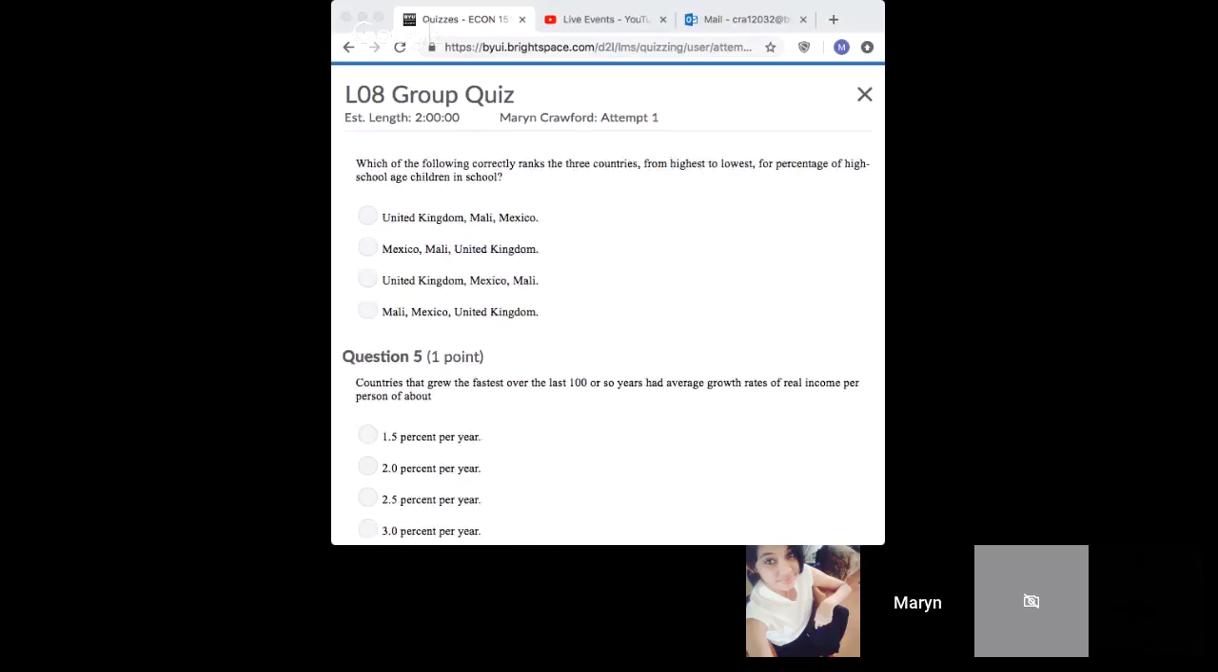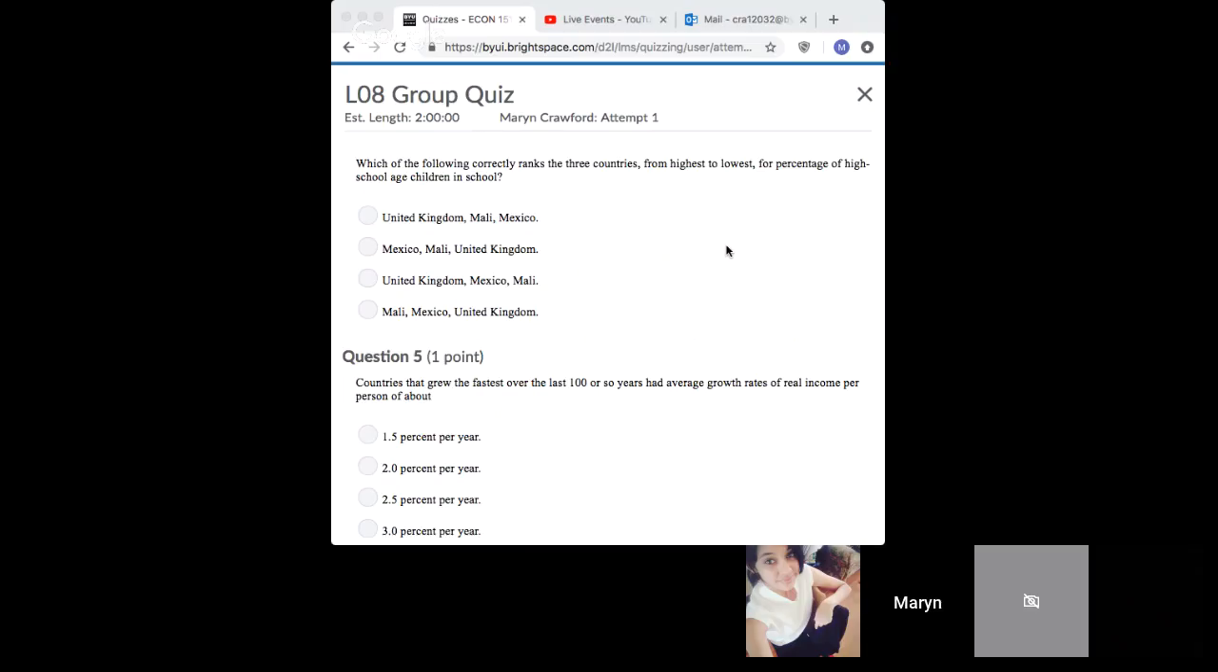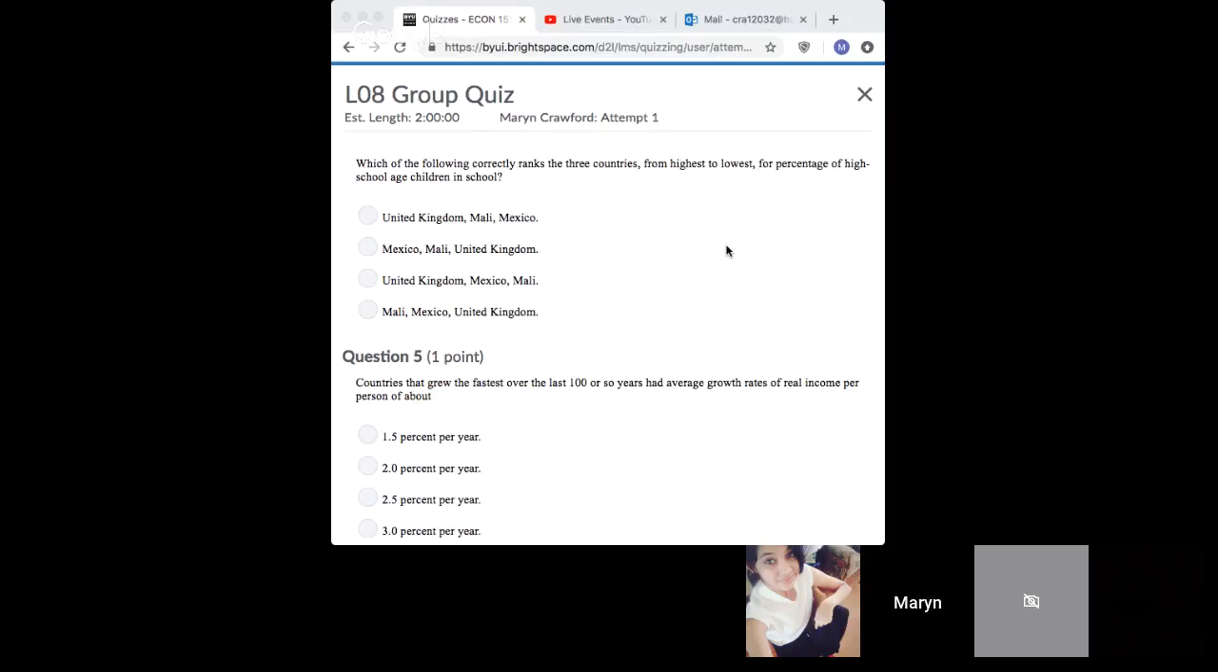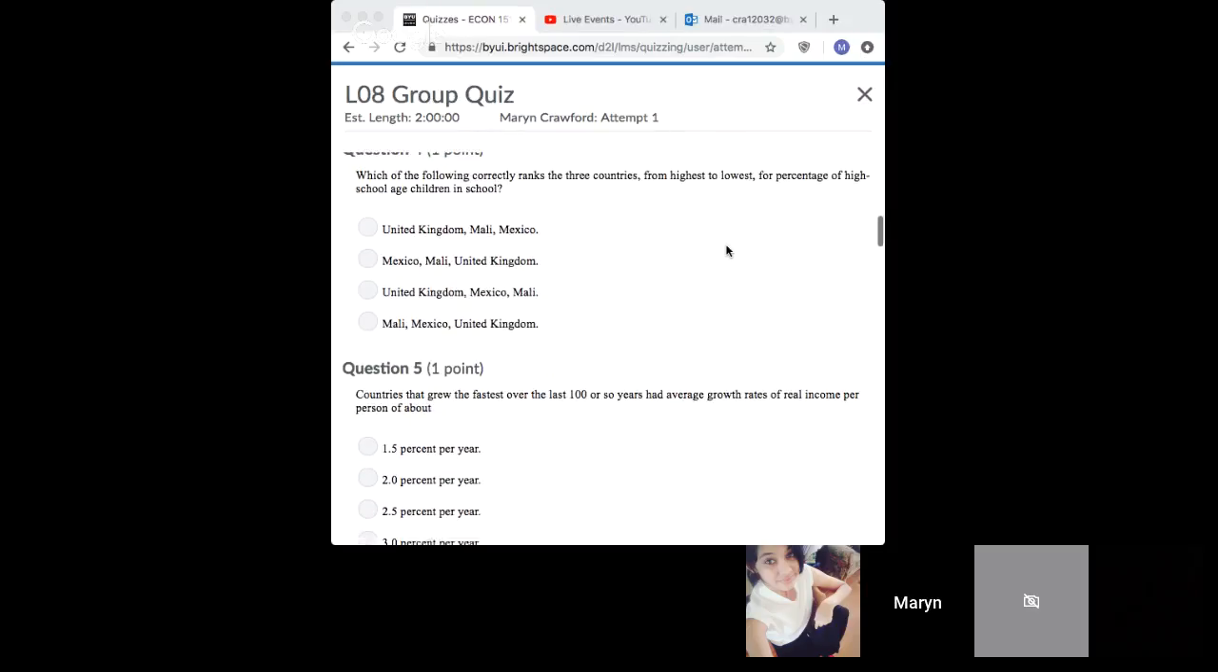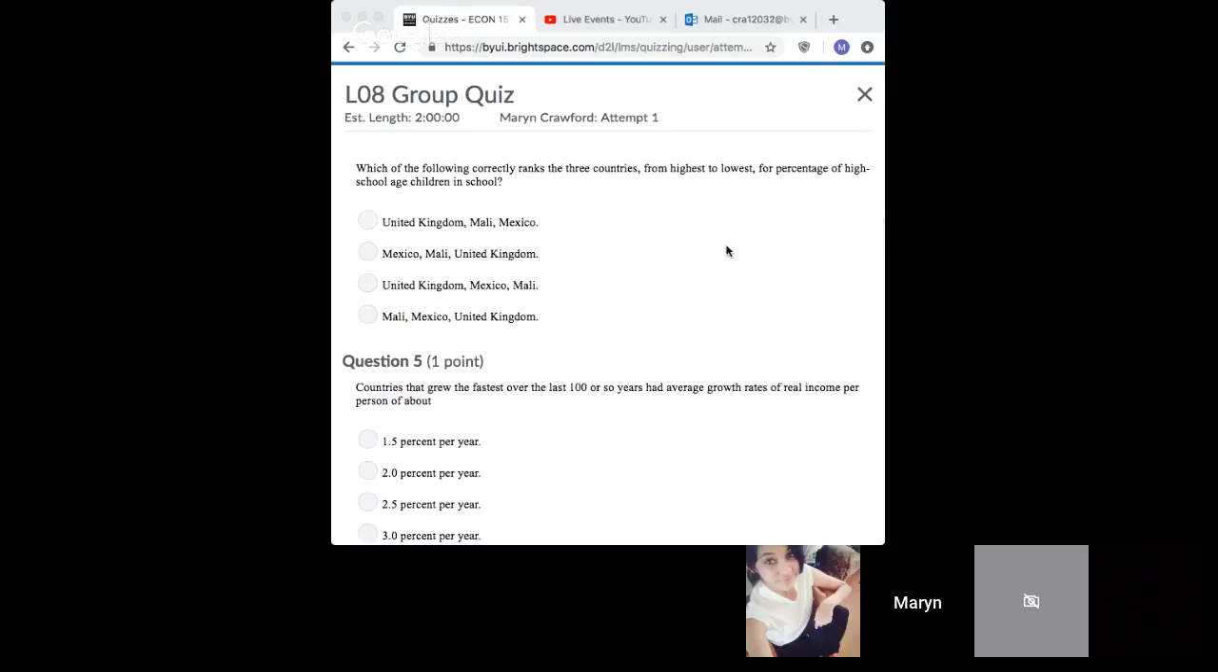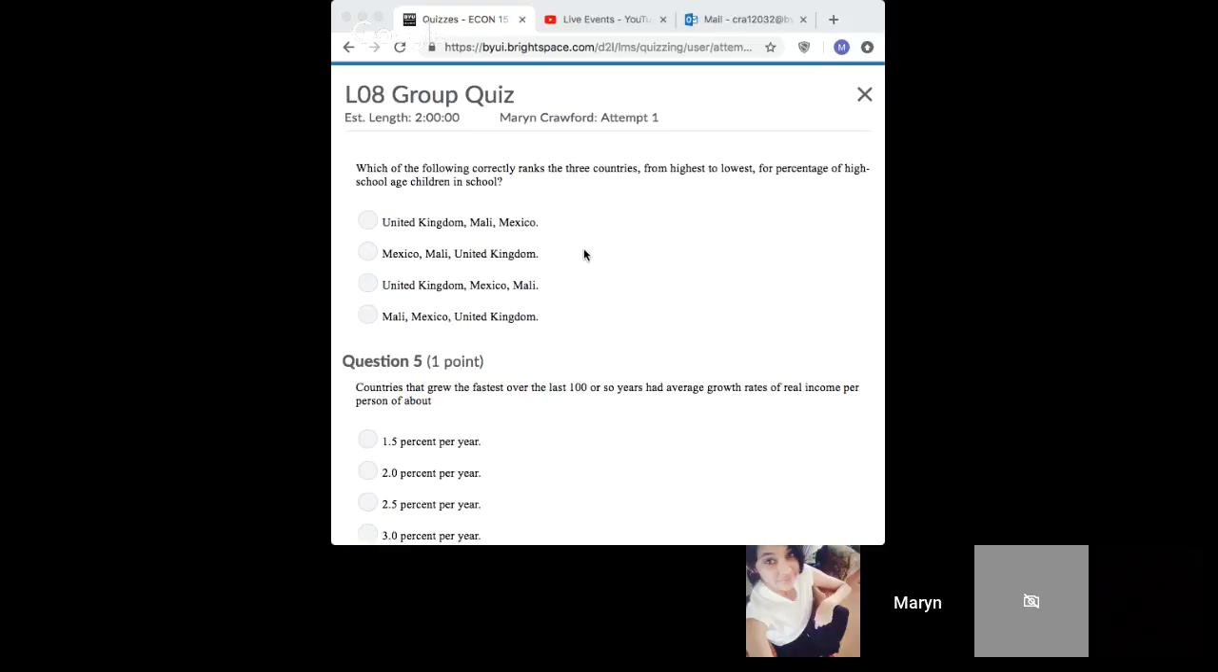Okay, number 4. So which one did we choose for number 3? I think we thought C. Okay. Number 4, I got A as well. United Kingdom, Mali, and then Mexico. So for number 4, I got United Kingdom, Mexico, then Mali. I got C. That's what Jenny had too.